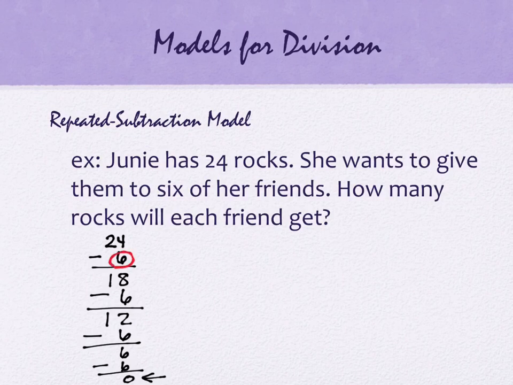So every subtraction of 6 was a giving of a rock to each friend. So each rock was given a friend. Yes, that's good. How about each friend was given a rock? Each friend was given a rock how many times? 4. So the answer is 4 rocks.